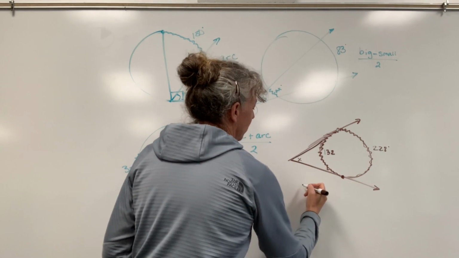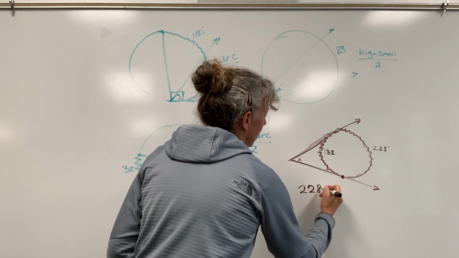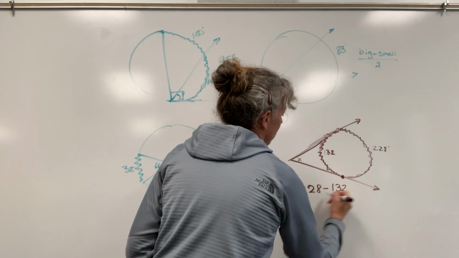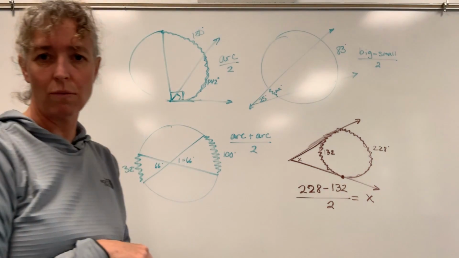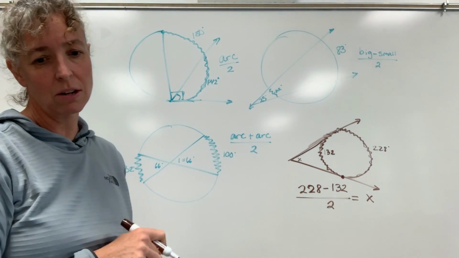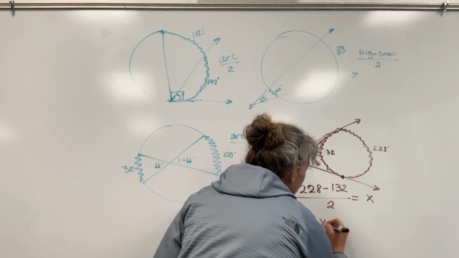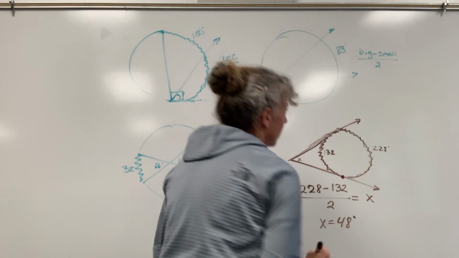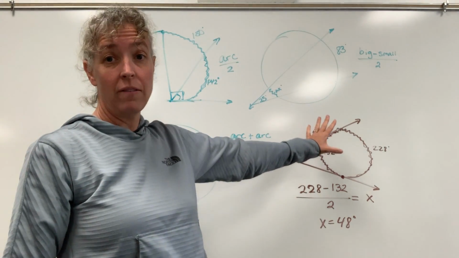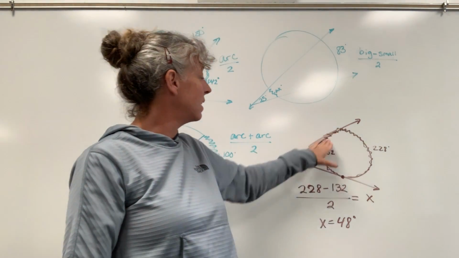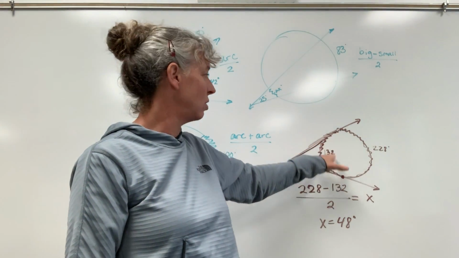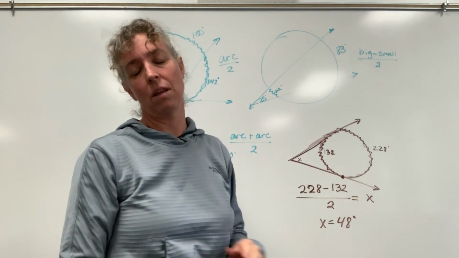So now I can go the big arc minus the small arc divided by 2, and that will give me what that angle is, which is what they're looking for. Okay, so you can put that into your calculator. It says you should get 48. So on those circles that have two tangents, the two arcs together make 360. So you can use the one you're missing to figure out what the other one is.